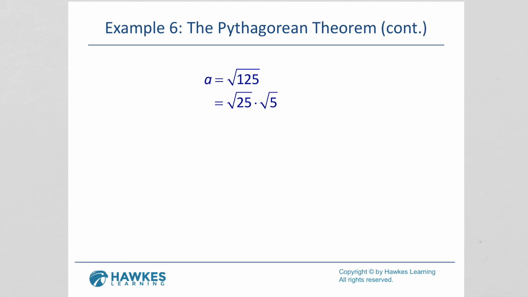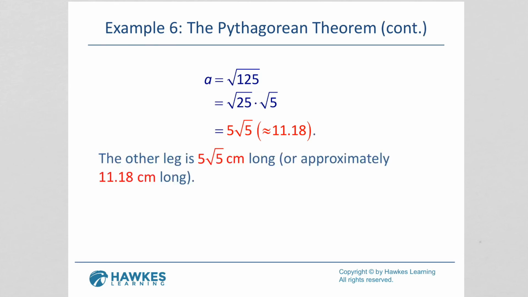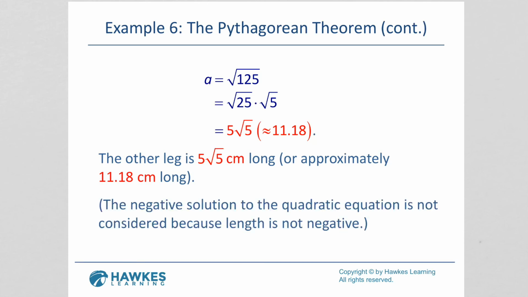Now we can simplify the square root of 125 into the square root of 25 times the square root of 5, which is 5 square root of 5, which is approximately 11.18 centimeters. So the other leg is 5 square root of 5 centimeters long, or approximately 11.18 centimeters long. The negative solution to the quadratic equation is not considered because length is not negative, which I mentioned earlier.